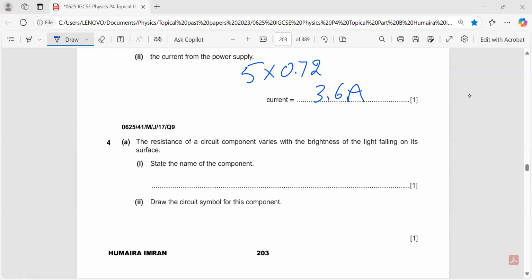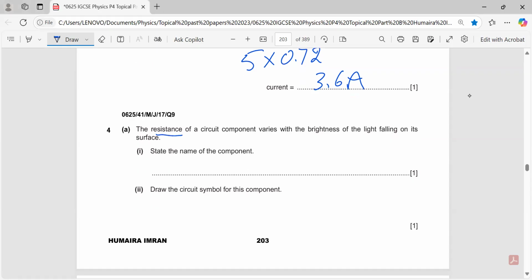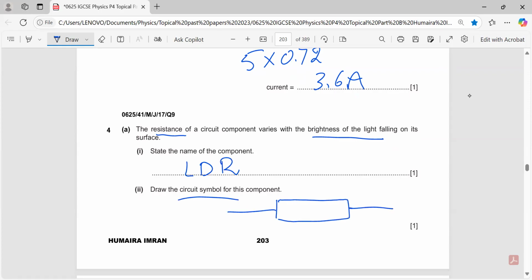All right. So the resistance of a circuit component varies with the brightness of the light falling on its surface. State the name of the component. As you know that resistance is affected by the light, so that is the LDR, light dependent resistor. And the circuit symbol for this component will be a resistor, and it is depending on light, so arrows will be pointing toward it.